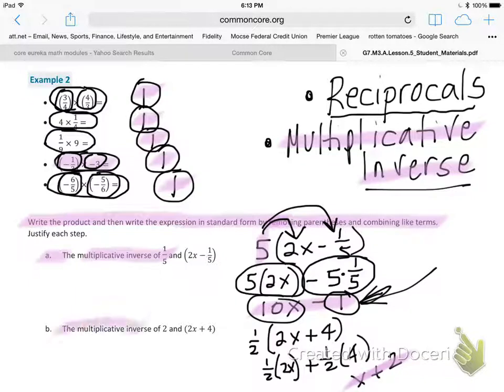Same here, the multiplicative inverse of 2, of course, is 1/2, and then multiplying 1/2 by 2x, and then multiplying 1/2 by 4, and I am left with x plus 2. And again, all I'm actually using is the distributive property, and also the multiplicative inverse, multiplication and the multiplicative identity property of 1.